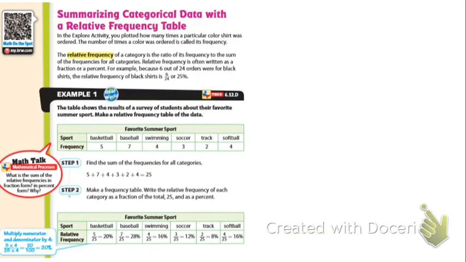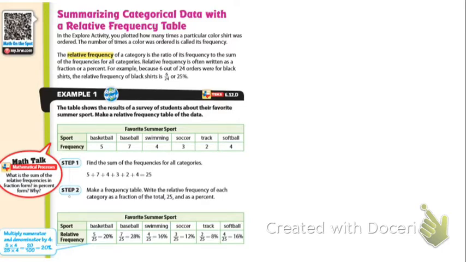So now moving on. Summarizing categorical data with a relative frequency table. In the Explore activity, you plotted how many times a particular color shirt was ordered. The number of times a color was ordered is called its frequency. The relative frequency of a category is the ratio of its frequency to the sum of the frequencies for all categories. Relative frequency is often written as a fraction or a percent. For example, because 6 out of the 24 orders were black shirts, the relative frequency of black shirts is 6/24 or 25%. Example number 1.